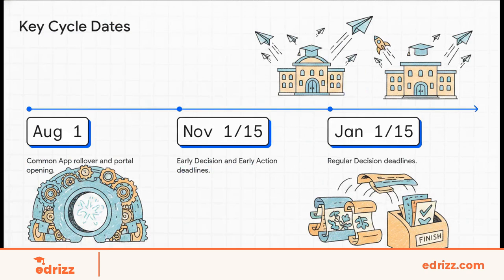If we map out this whole chronological cycle, August 1st is absolutely the most important date to circle on your calendar. That's the big rollover date when the portal officially opens for the new application cycle. That basically clears the runway for the early decision and early action deadlines, which usually hit around November 1st and 15th. And then, of course, your regular decision deadlines follow up, typically landing on January 1st and 15th.